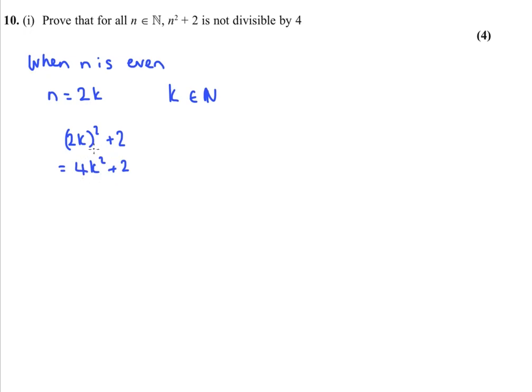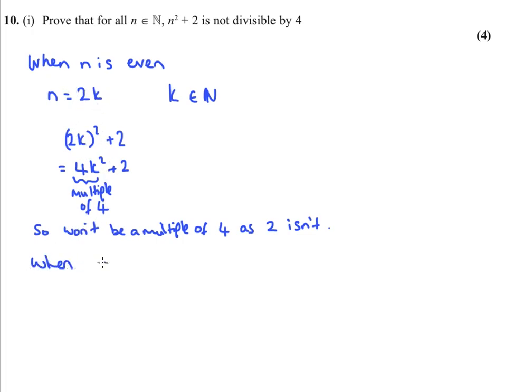So we've got a multiple of 4 here, but then we're adding on 2, which won't be a multiple of 4, because we've got a multiple of 4 plus a number that's not a multiple of 4. So this won't be a multiple of 4, as 2 isn't a multiple of 4. So if we do the same thing now for when n is odd, then we've covered all numbers.